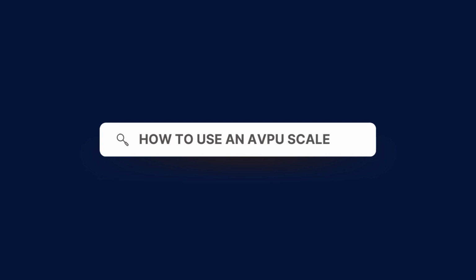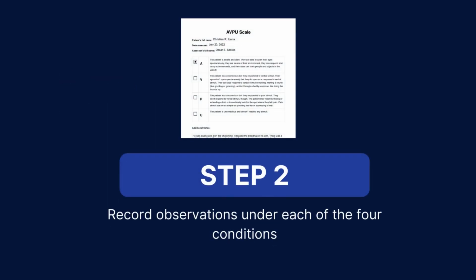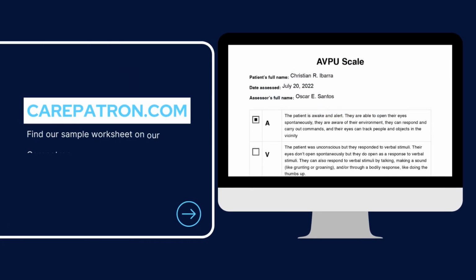Here's how to use an AVPU scale. The first step is to fill out the patient information for review, and then record observations under each of the 4 conditions. To find a sample assessment of the AVPU scale, feel free to check out carepatron.com where you can download and access the form for free.